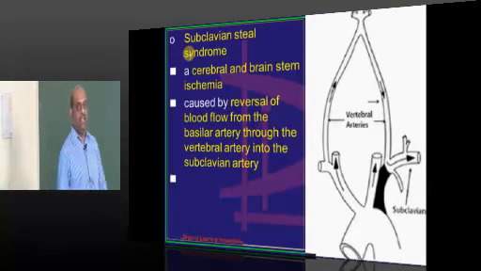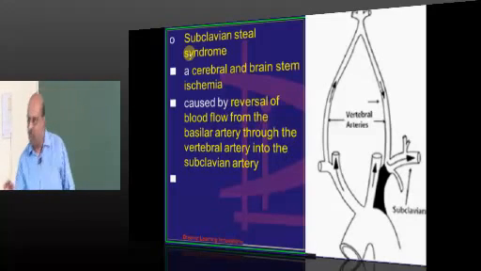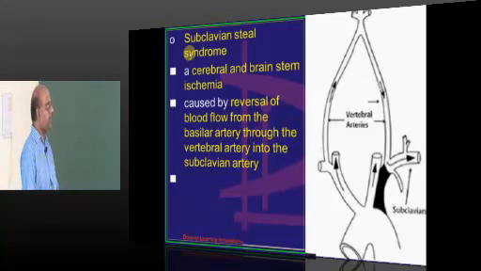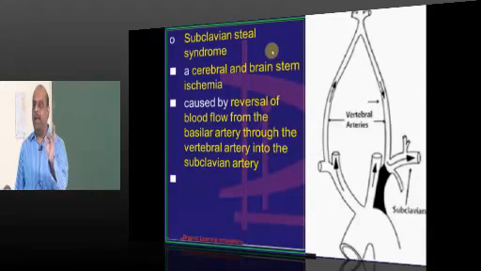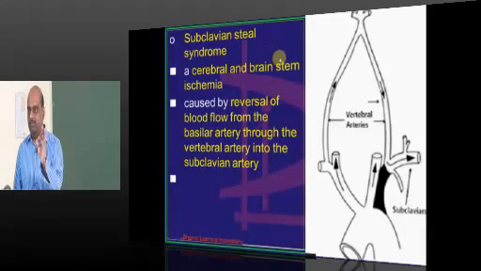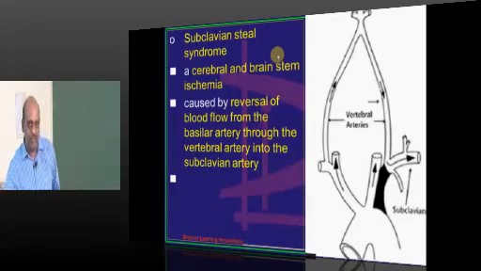Very interesting is subclavian steal syndrome is what you need to understand. Basically, vertebral artery is there, no? It is arising from subclavian. Subclavian ultimately is becoming axillary artery.